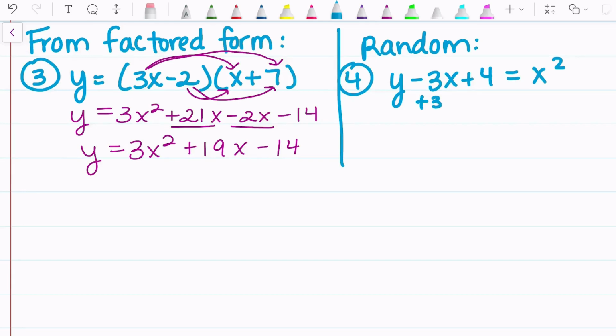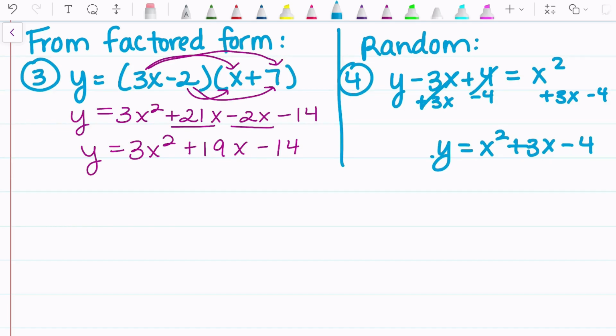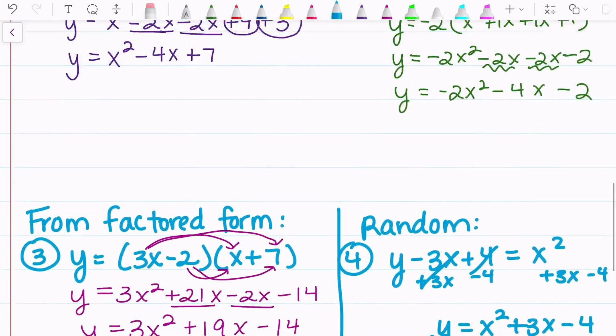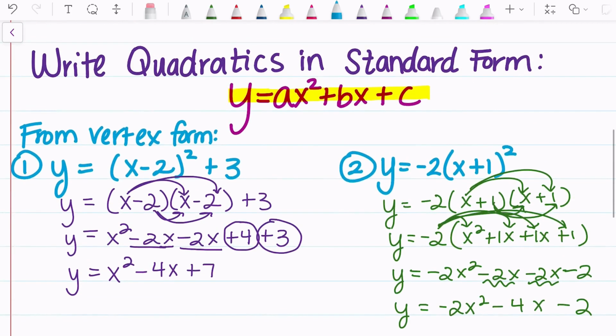So I'm going to add 3x and subtract 4 on both sides. I'm moving them to the other side by changing their signs. They cannot be combined with each other because you have an x squared term, a 3x term, and a negative 4 term. So I would just write them down by the x squared in the correct form. So if you cross the equal sign, you change their signs. And so sometimes it's just a matter of rearranging. And that is how you go from some random form, factored form, or vertex form to standard form.